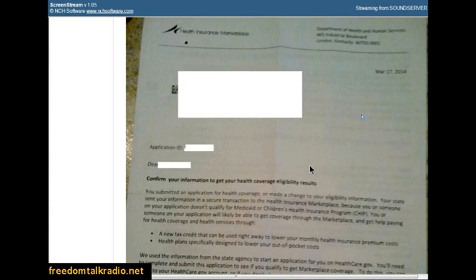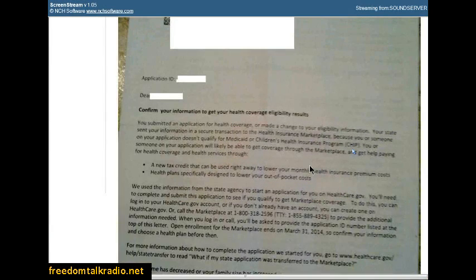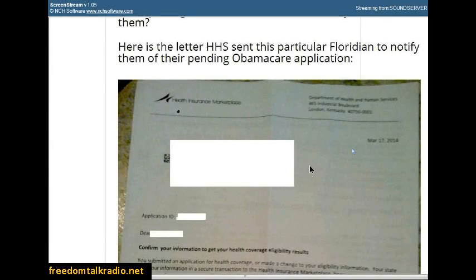And I have here, let me scroll down to it, an actual image of the letter that they've been sending. You can see a lot of this stuff has been blocked out. You can see it comes from the Health Insurance Marketplace, Department of Health and Human Services, in Kentucky. Right here is that address.